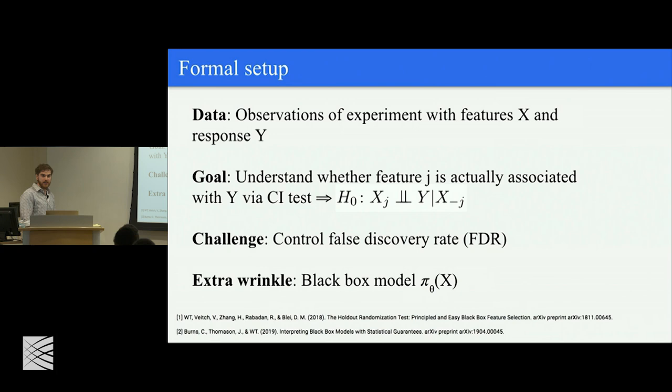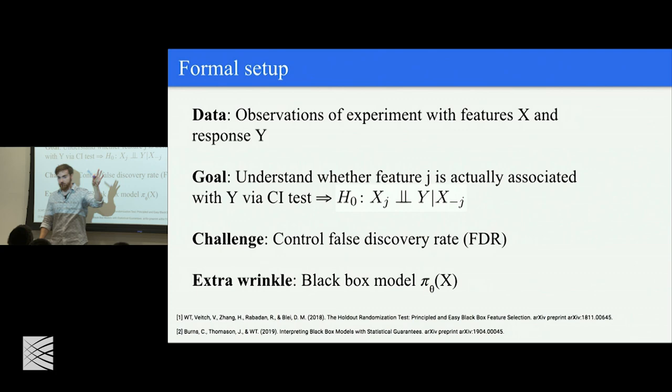So the idea here is we have some data that are observations of experiments where you have features X and response Y. In the case of interpretation, you can think of the response Y here as being the model's output Y. And then what we want to do is understand whether for every single feature J, it's actually associated with that Y. We want to do that through a conditional independence test, meaning that under the null hypothesis, the feature J is conditionally independent of Y given every other feature.